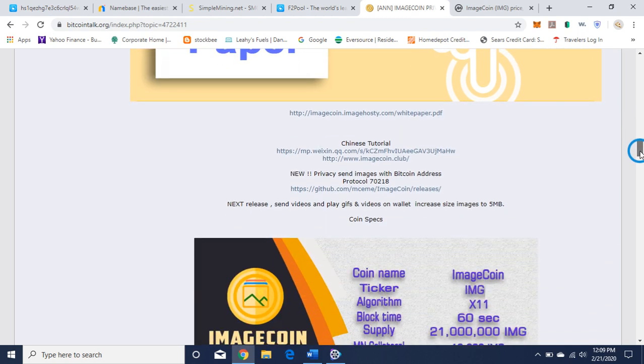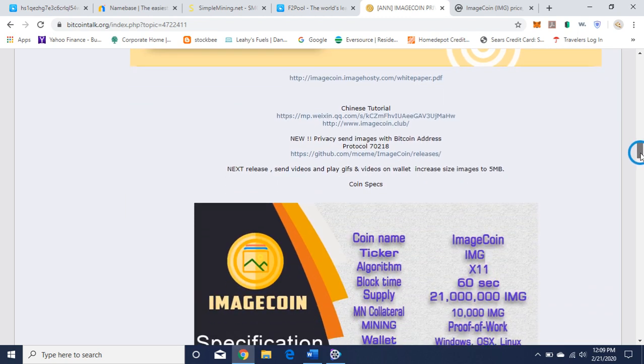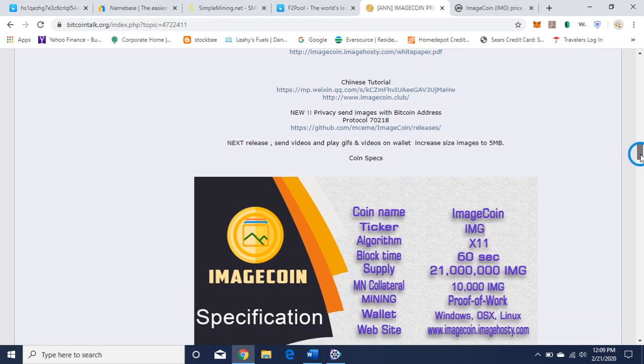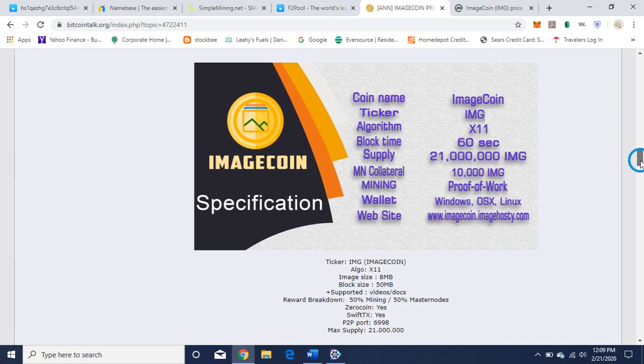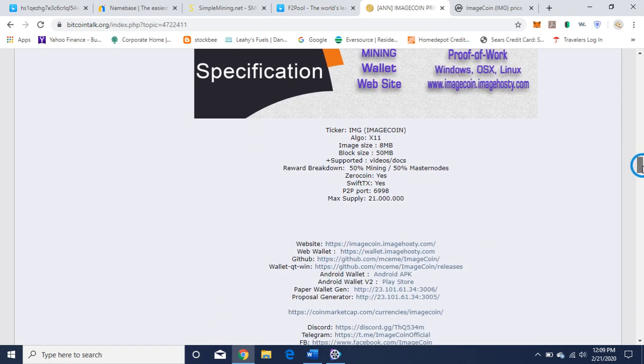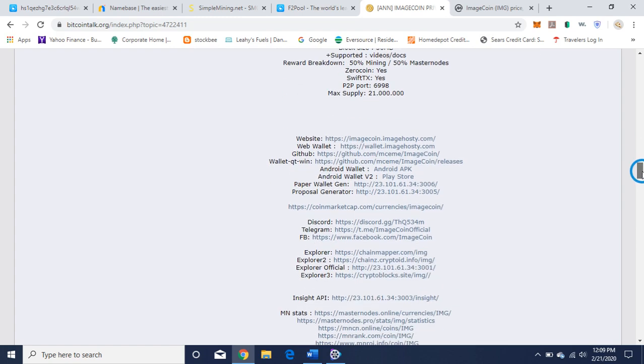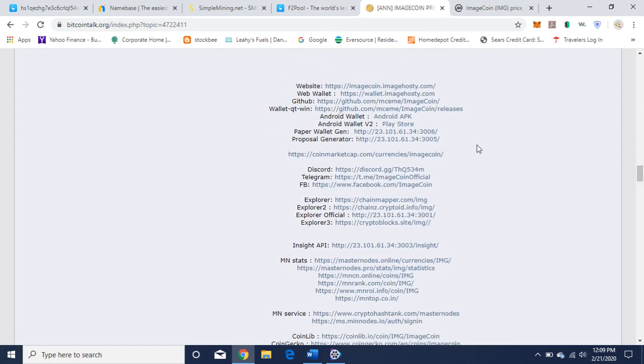Link to the white paper again. Here are the specs, 21 million. Here's the algorithm, X11, 60-second block times. And some links to the Discord, Telegram, Facebook. Some links that weren't listed on their website.